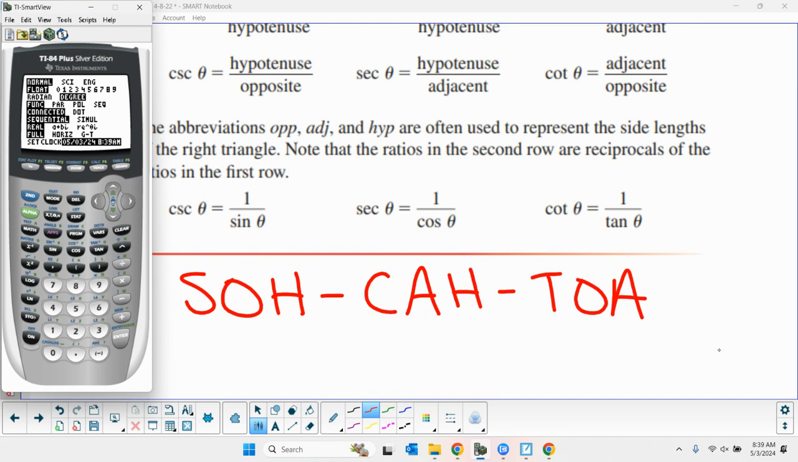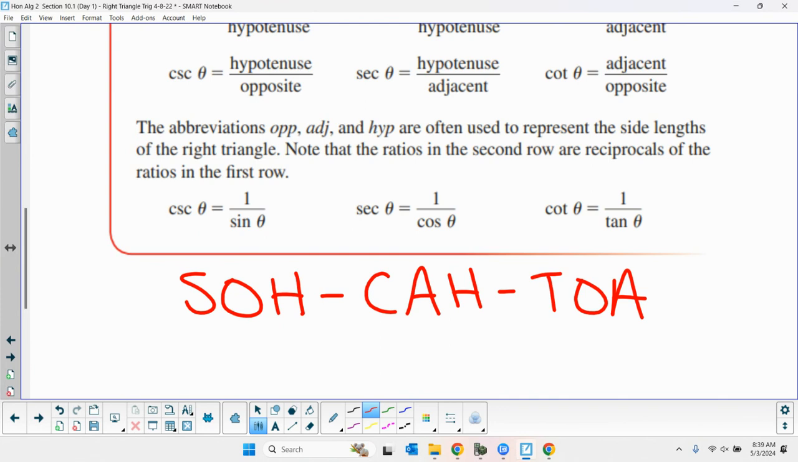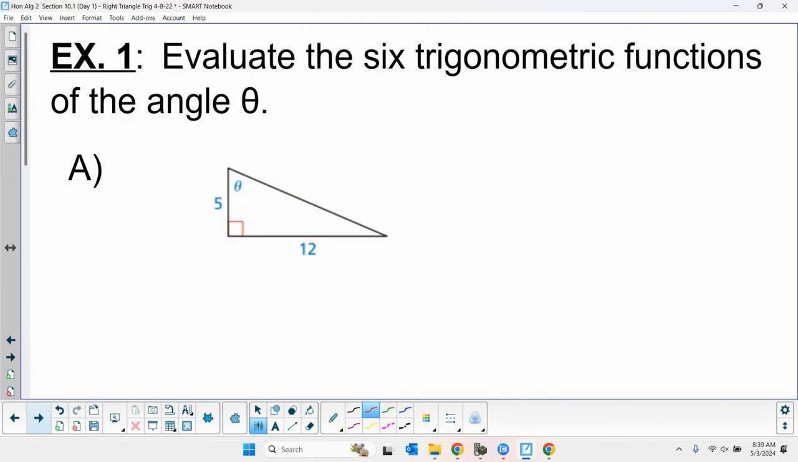Okay. So let's look at some examples of what we're doing. All right. Evaluate the 6 trig functions of angle theta. So I need to find sine, cosine, tangent, cosecant, secant, and cotangent. That's what they're asking us to find, those 6 fractions. Before I can do that, I need to find the length of this side. Which one is this? Adjacent, opposite, or hypotenuse? That's hypotenuse, right? Because the right angle's here, the one opposite the right angle, the longest one is always a hypotenuse.